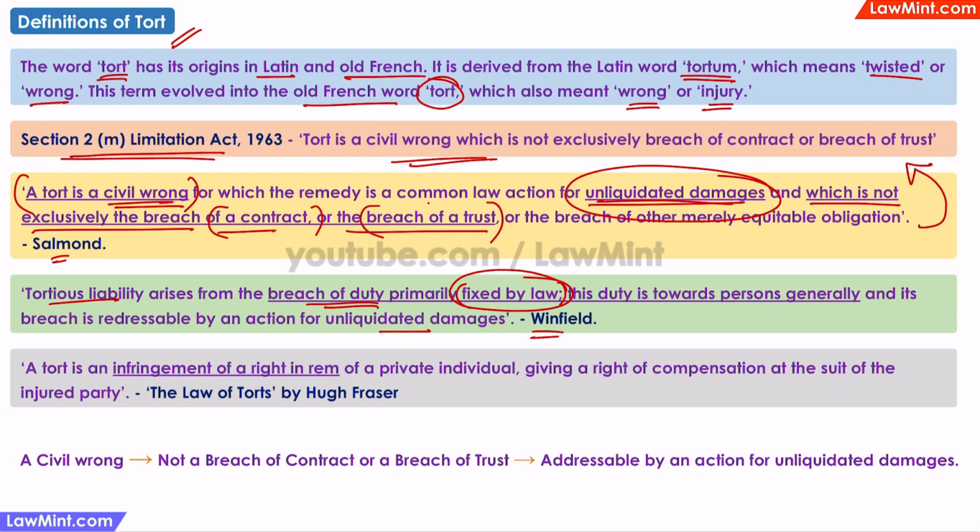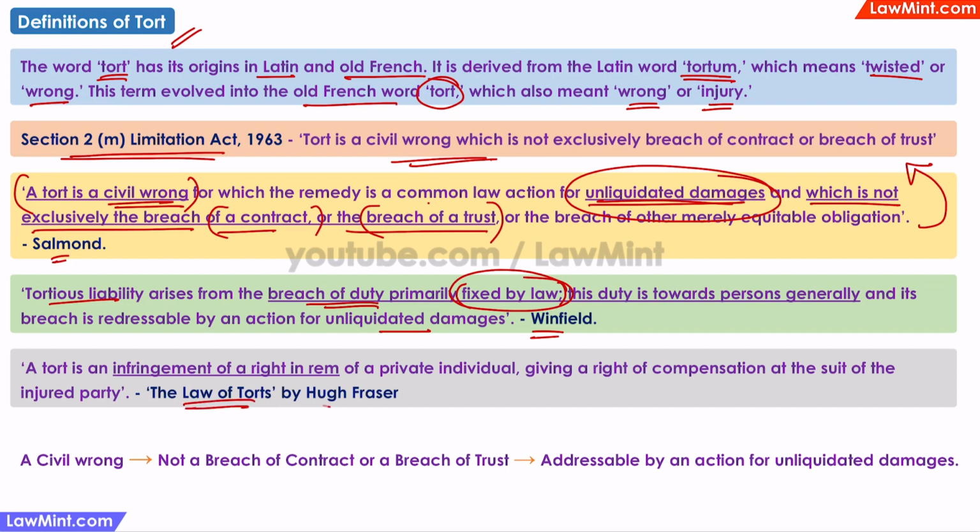For example, it is the legal duty of every driver to be attentive and to drive carefully. If a person breaches that duty and causes injury or damage to any other person, a tort is committed, and the injured person may claim unliquidated damages.